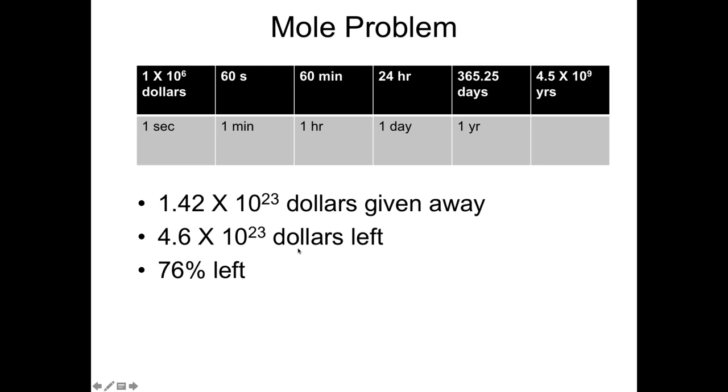So Avogadro's number is gigantic. But it makes sense that it would be gigantic because we're talking about atoms. And because they're so small, you have to have this large number to make it work.